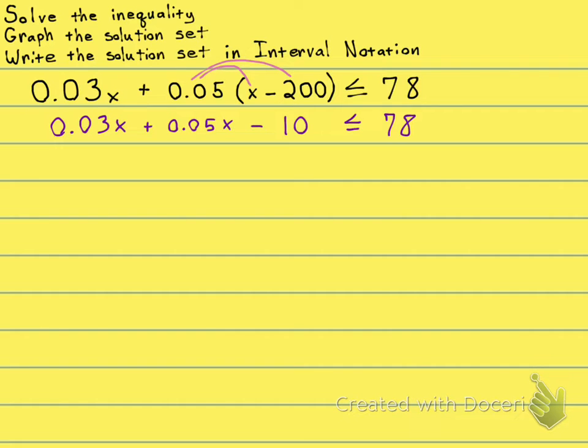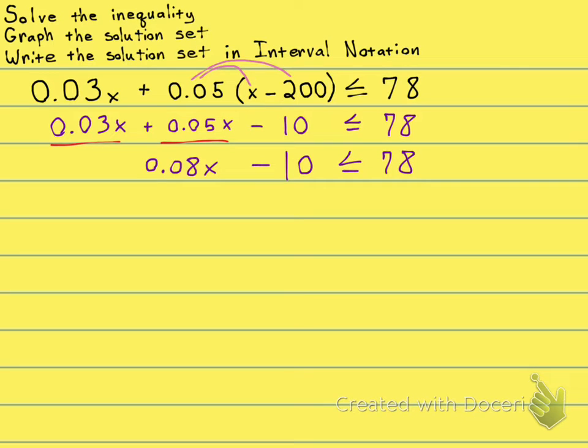All right, distribute. Next step is to combine like terms. This and this, those are both like terms. 0.03x plus 0.05x, that's going to give me 0.08x. Okay, minus 10, less than or equal to 78.